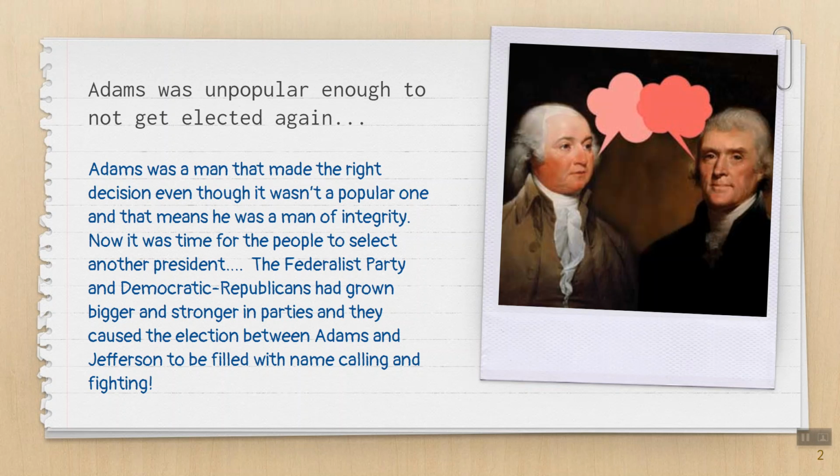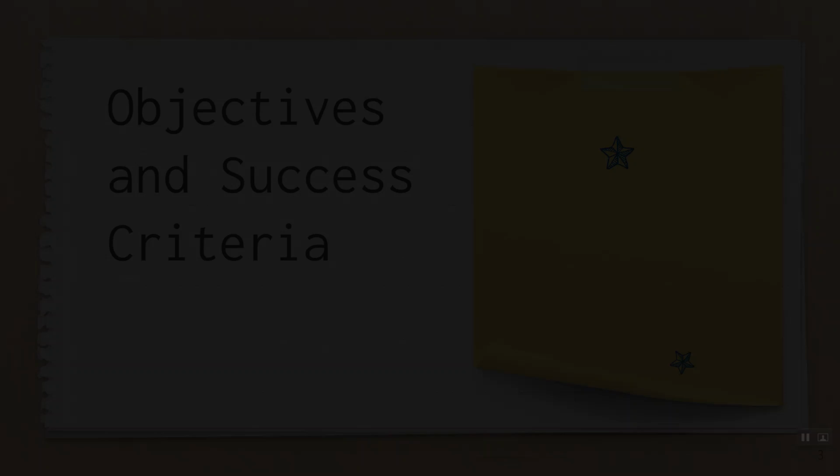The Federalist Party and the Democratic Republicans had grown bigger and stronger in parties, and they caused the election between Adams and Jefferson to be filled with a lot of name calling and a lot of fighting. It was kind of not as peaceful as the first two elections were.